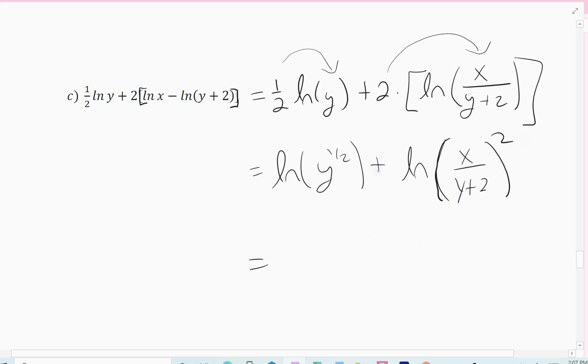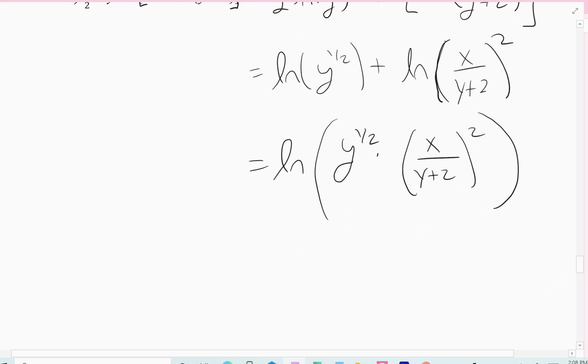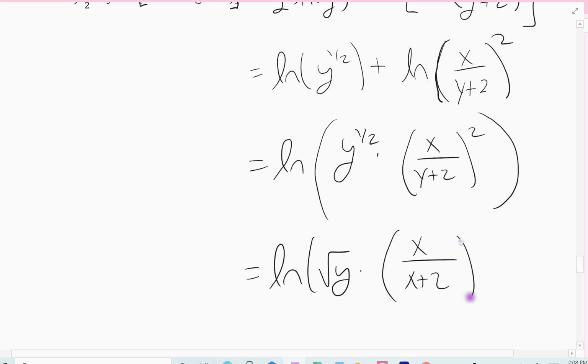Next thing I'm going to take care of is the plus. Remember I can rewrite plus as multiplication, so it's the natural log of y to the one half times x divided by y plus 2, that whole thing squared. So that's all inside my natural log. This one's not real pretty, but that's about as simplified as it gets. If you want to rewrite that with a square root, you can: the natural log of the square root of y times x divided by y plus 2 squared, that whole thing inside my natural log.